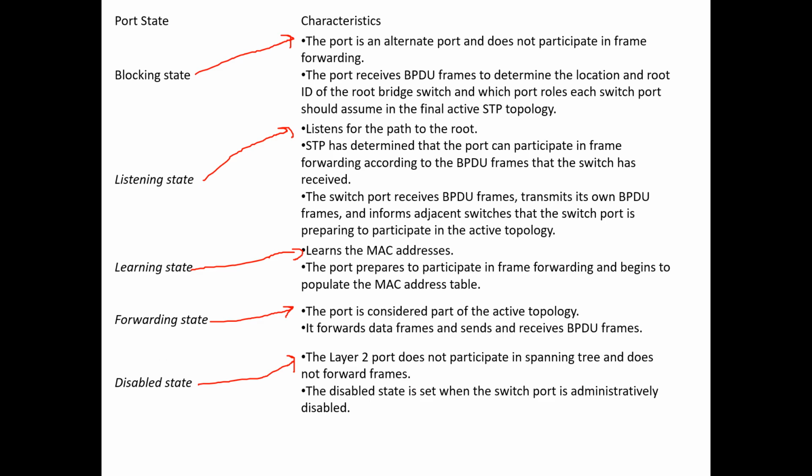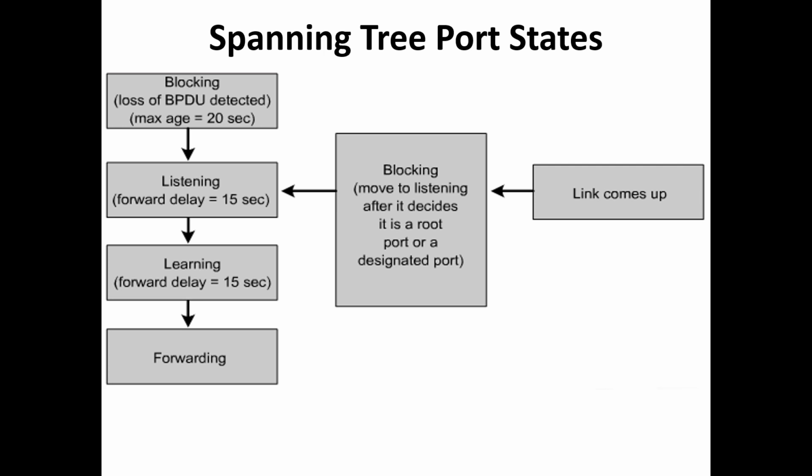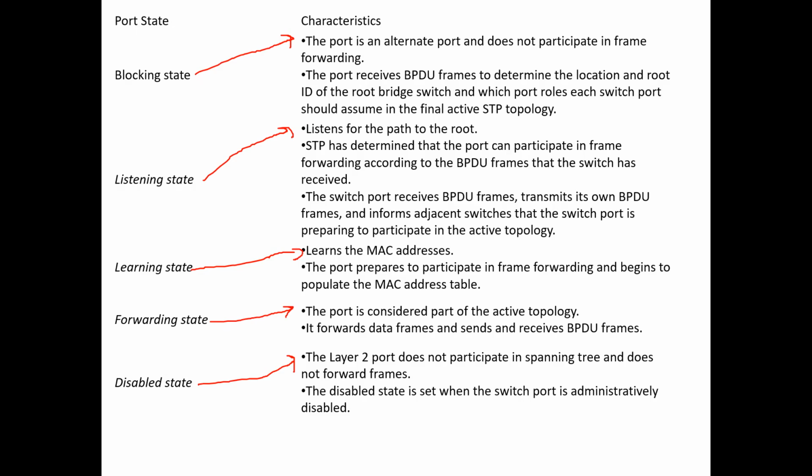तो ये पोर्ट स्टेट्स देख लेते हैं कौन कौन सी पोर्ट्स होंगी. First of all, a port will be in blocking state. The port is an alternate port and does not participate in frame forwarding, right? The port receives BPDU frames to determine the location and root ID of the root bridge switch and which port roles each switch port should assume in the final active STP topology, right?